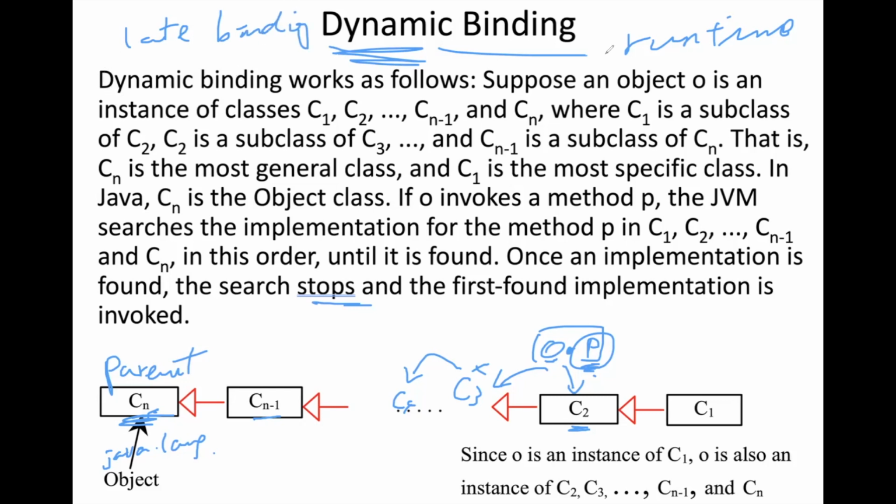Late binding, dynamic binding, or runtime binding is the process where the method to be called is determined at runtime rather than at compile time. This is a fundamental concept in object-oriented programming, enabling polymorphism. Let's look at early and late binding again in the next slide.